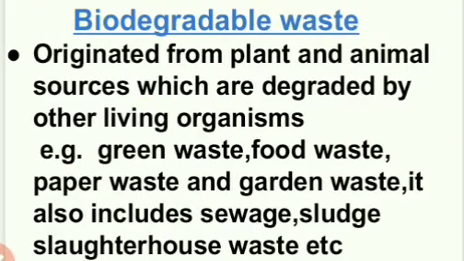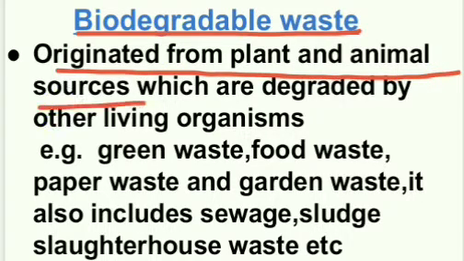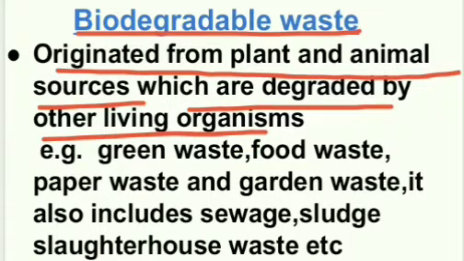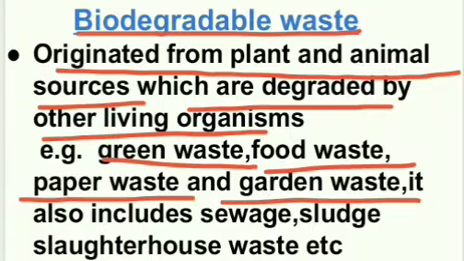First type is biodegradable waste. Biodegradable waste originates from plants and animal sources which are degraded by other living organisms. So in simple words, biodegradable waste is the waste that can be degraded with the help of microorganisms. It includes green waste, food waste, paper waste and garden waste. It also includes sewage, sludge and slaughterhouse waste, etc. So this is all about biodegradable waste.